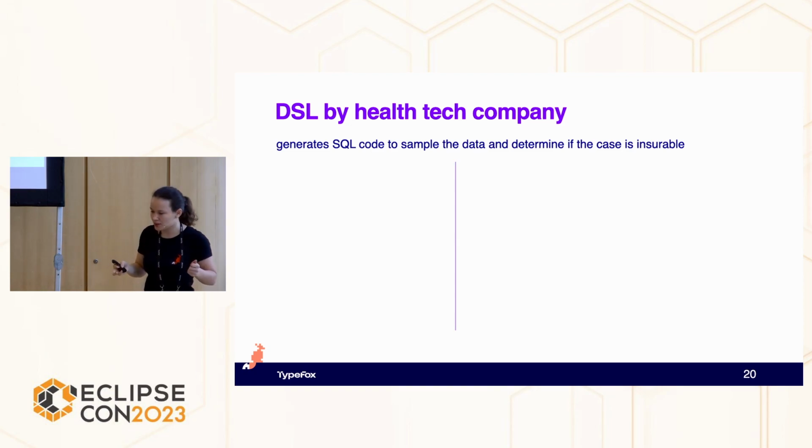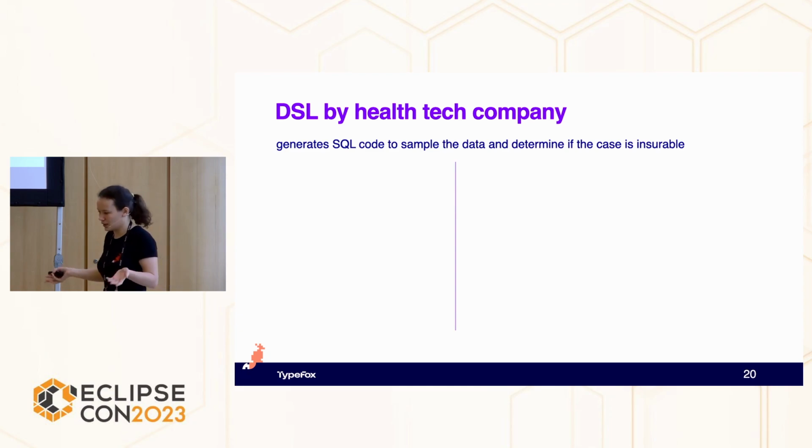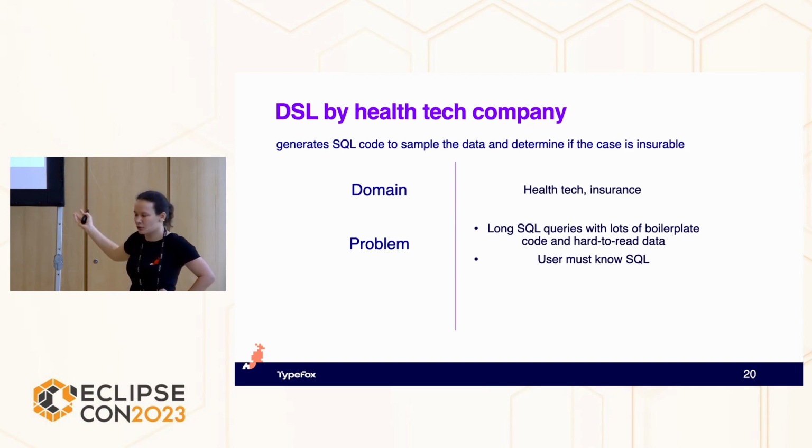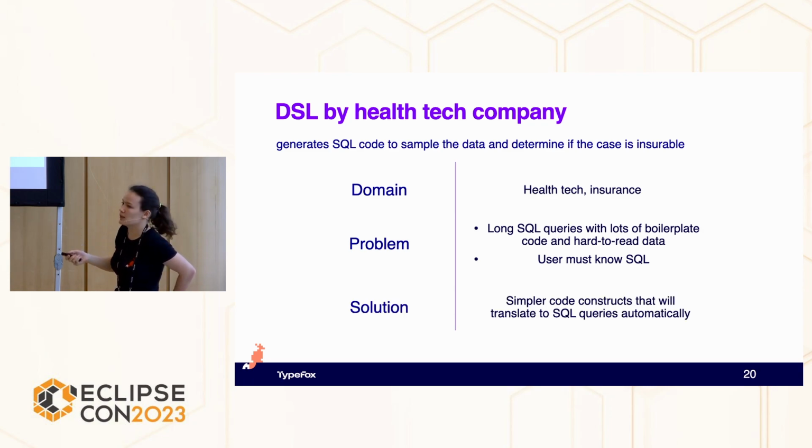How does that work? By default, the insurance company has to pay money for each insurance case. But sometimes it's not the case, and they want to check whether they have to pay money or not, and how much, and all the things. For that, it's necessary to write a request to the SQL database, and that's the main problem. As a result, we have to write long SQL queries with a lot of boilerplate code, and the user must know SQL. It's also a problem because we want non-programmers to also be able to describe our conditions for refunding money. The solution we provide here is simple code constructs that will translate to SQL queries automatically.